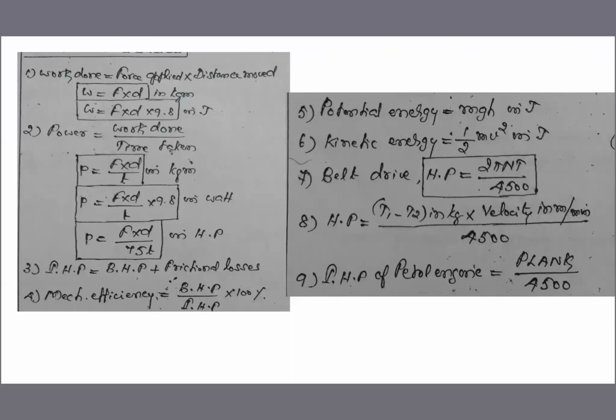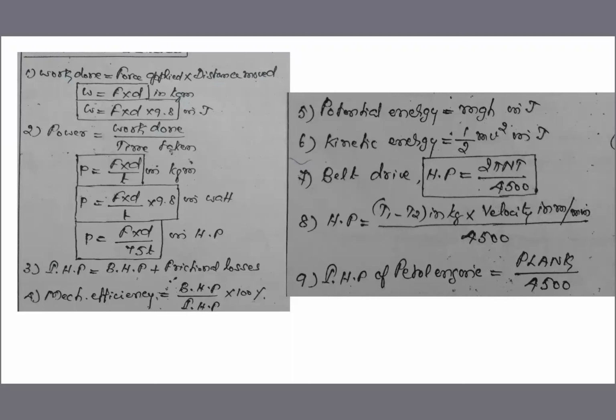Suppose power calculation, belt drive formula is 2 pi NT by 4500, where N is speed in RPM, T means torque in kg meter. So if RPM and torque are given, apply this formula for power calculation.